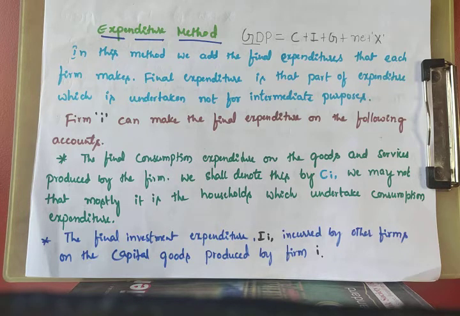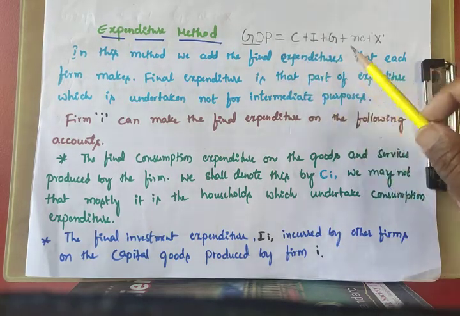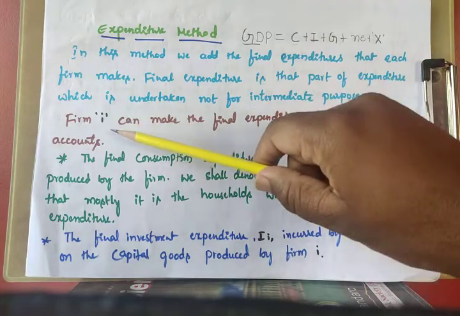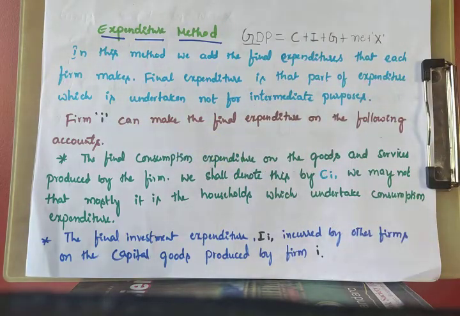To calculate that, we should see an example, and first, just imagination. Here we have to calculate only the final expenditure done by all the firms in the country. Okay, just imagination, this is very important. Firm I, there is a firm, that is I, which can make the final expenditure on the following accounts. So what are the following accounts?